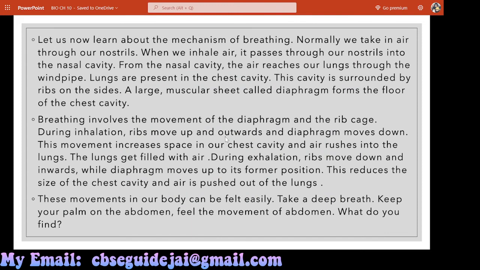Let us learn about the mechanism of breathing. We take in air through our nostrils, and it passes through the nasal cavity. From the nasal cavity, it reaches the lungs through the windpipe. The lungs are present in the chest cavity and are surrounded by ribs on the sides. There is a muscular sheet below the lungs called the diaphragm.